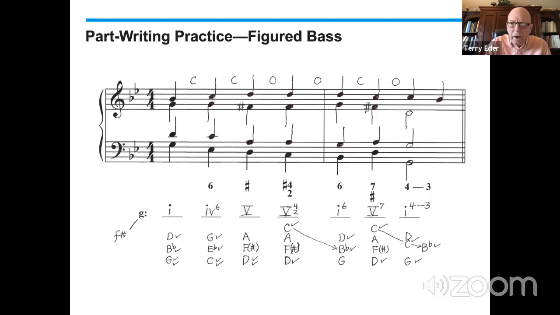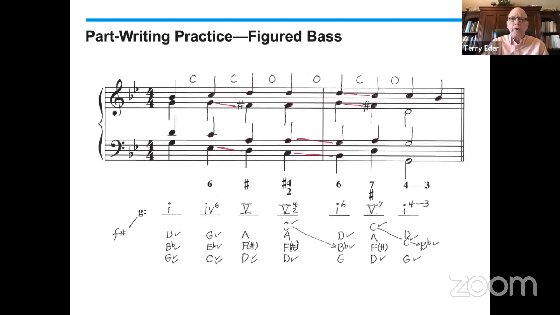Okay. Now, there's one more thing I want to talk to you about in this particular one. And we're going to talk a lot more about this on Thursday, because I'm going to be talking about part writing again on Thursday. And I really hope you'll tune in for that. But here's the thing that I want you to look at. Parallels, okay? Which ones are acceptable and which aren't.